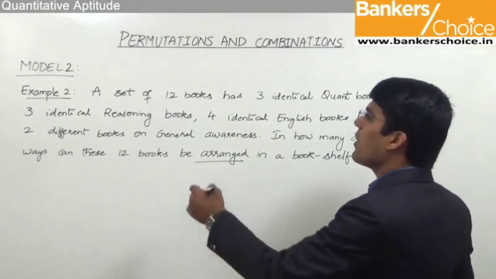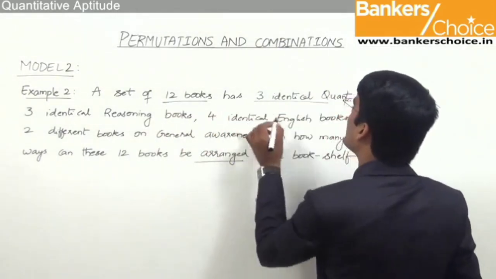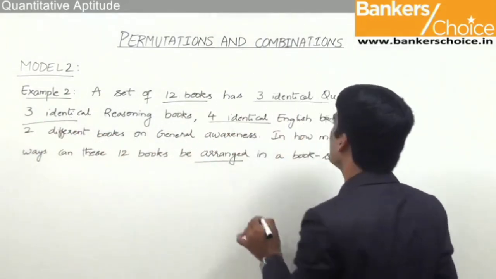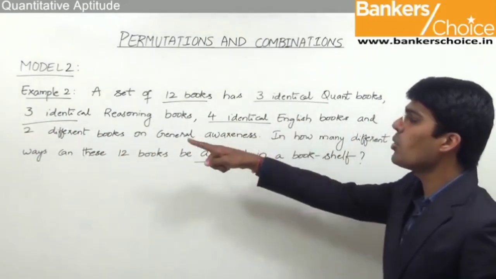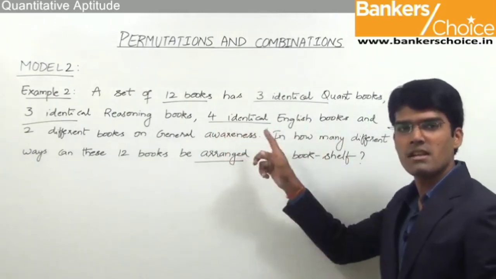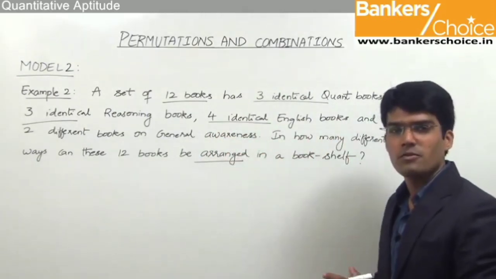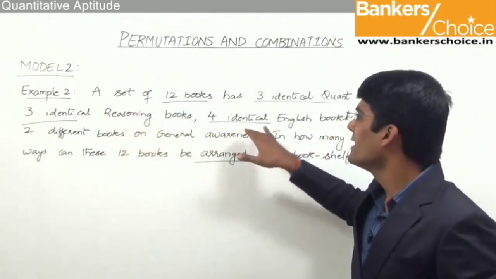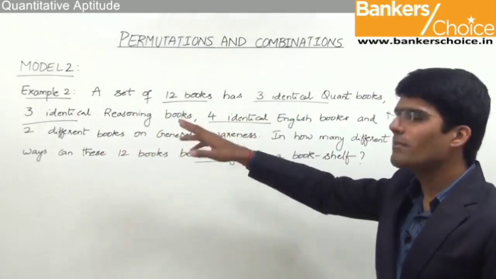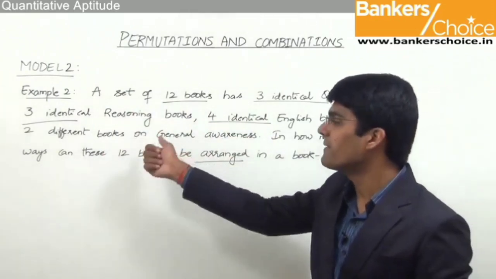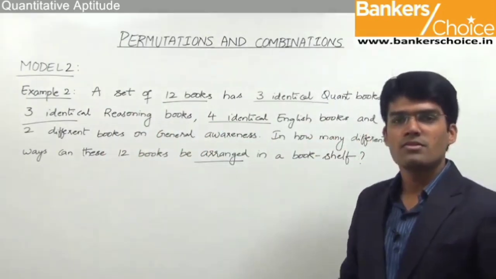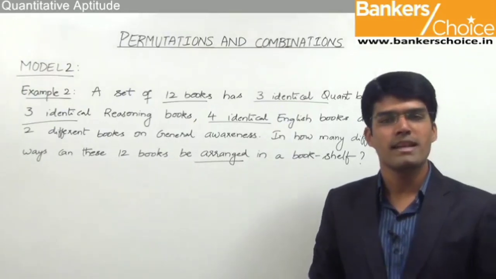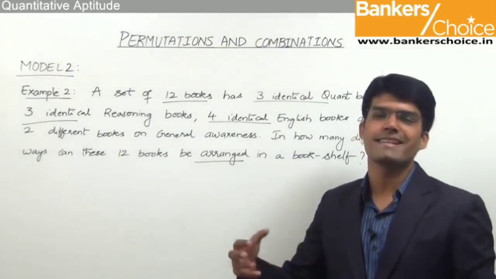That is nothing but an arrangement. Now as given in the question, out of these 12 books, 3 books are identical quant books, 3 are identical reasoning books and 4 are identical English books. And the remaining 2 are different books on the same subject, general awareness. That means here in the set of 12 books, we have got 3 similar books on quant, 3 similar books of reasoning, 4 similar books of English, and the remaining 2 are unique books. Why? Because they are different books on general awareness. So this is a case where some number of objects out of the total objects are similar of one type, some other number of objects are similar of second type, and so on.